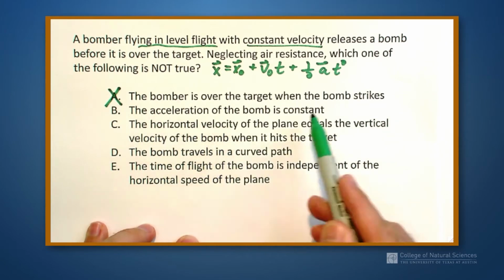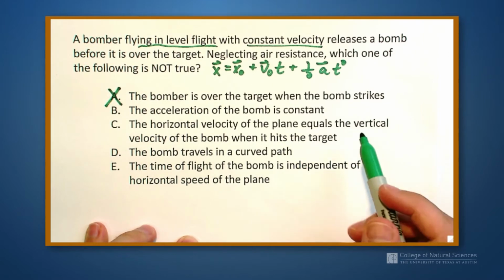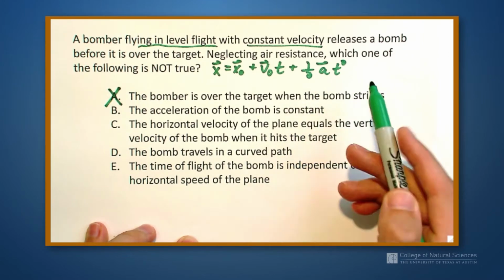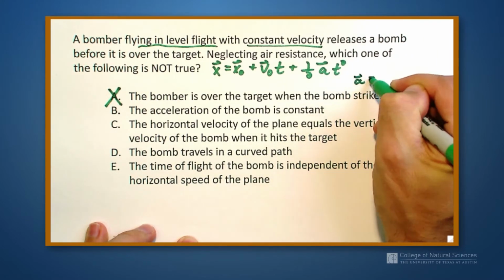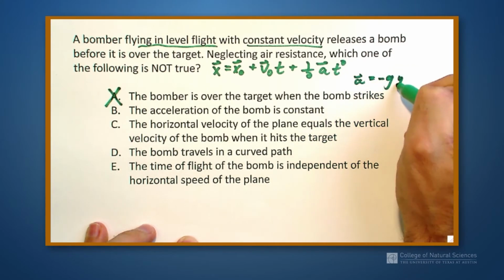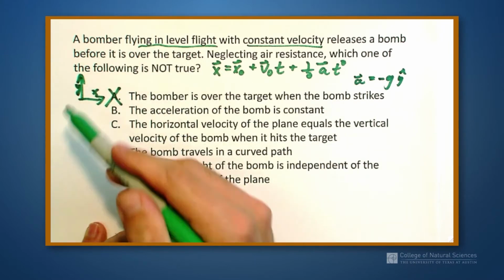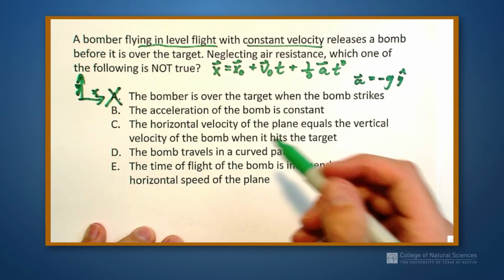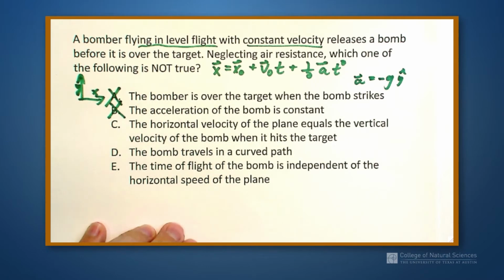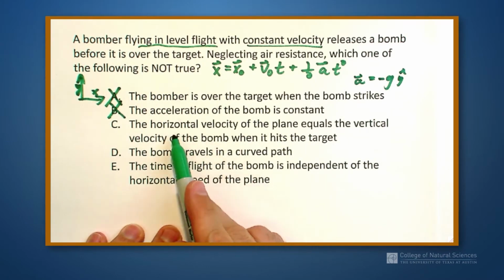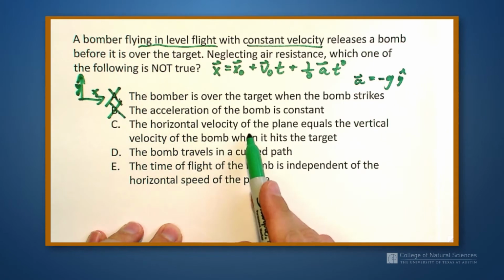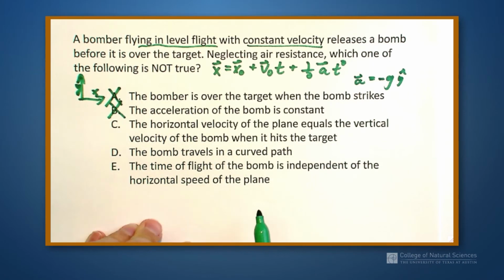Second one, the acceleration of the bomb is constant. Well, we actually kind of mentioned this. The only acceleration in this problem is acceleration equal to minus g in the y direction, assuming a coordinate system of up being positive y. So this one is a true statement as well. I'm going to skip the next one because it's actually kind of a hard one to go through. So horizontal velocity of the plane equals the vertical velocity of the bomb when it hits the target. That sounds like it's going to take us some work. So let's see if we can't actually find a false statement in the next one.